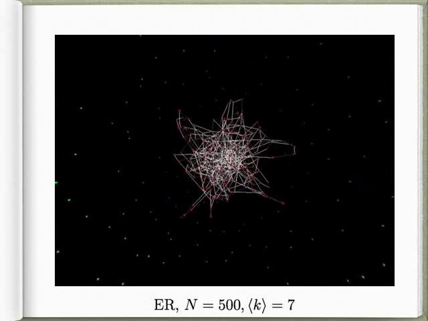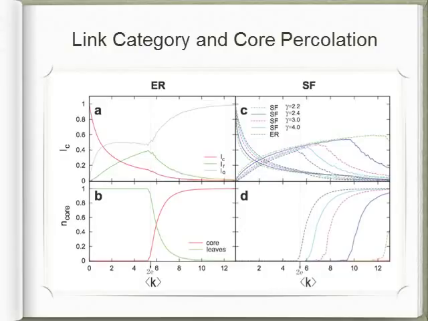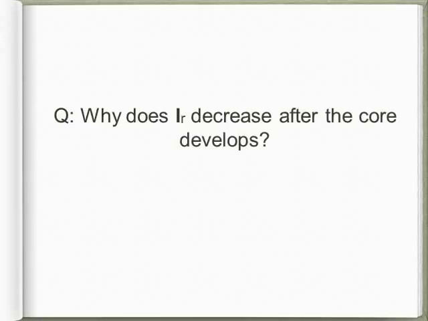So if you calculate the fraction of the core, you see at 2e, the core merge. And this actually will explain why the redundant link density will decrease. Because once the core develops, the number of maximum matchings actually increases exponentially. We can do this calculation again using a cavity method.